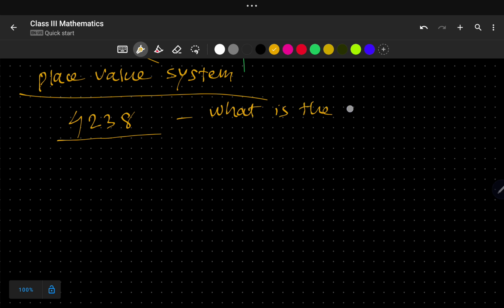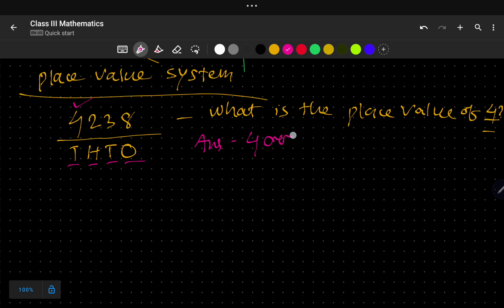of 4? Here you can see the question, what is the place value of 4 in this number? Here you can see 4. 4 is in the 1000 place. 2 is in the 100 place. 3 is in the 10 place. And 8 is in the 1 place. So this is very important. 1000, 100, 10 and 1s. As the 4 is at the 1000 place, the place value of 4 will be 4000.